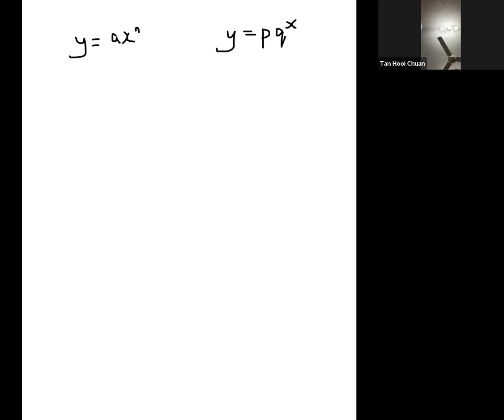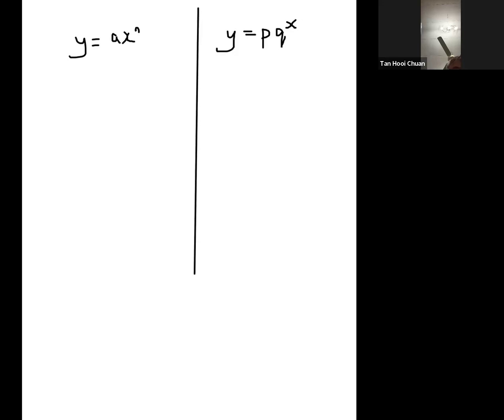My own example. Y equal to a x power n, where x power 1 unknown n, or y equal to p q power x. So for these two cases, either your x power 1 unknown, or your x as a power, for both of them you need to use log to change them to linear form.